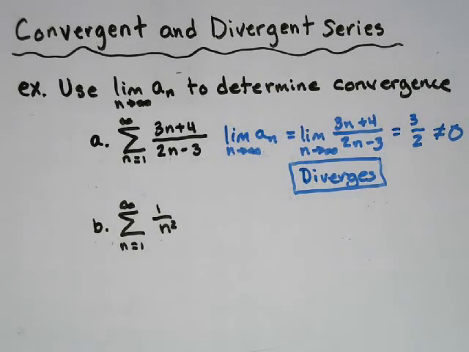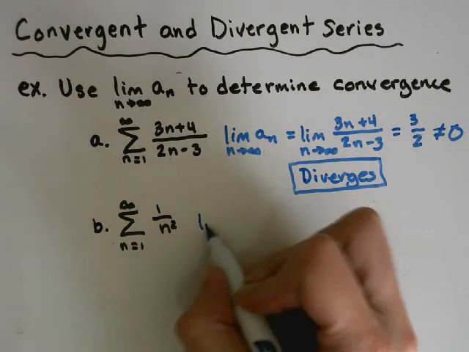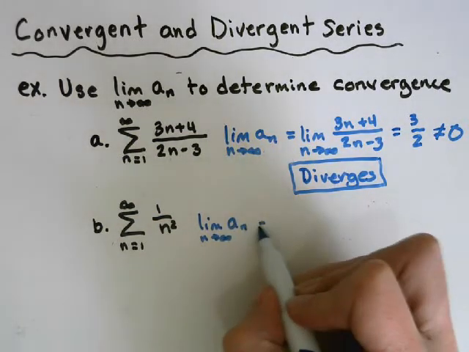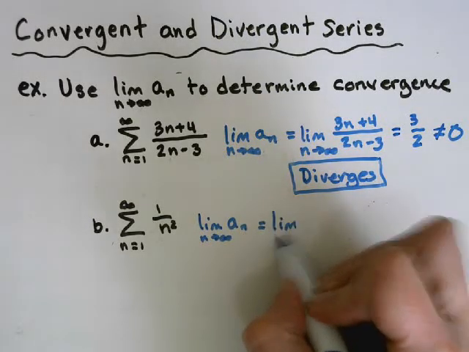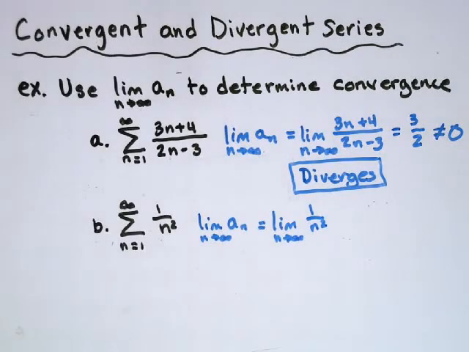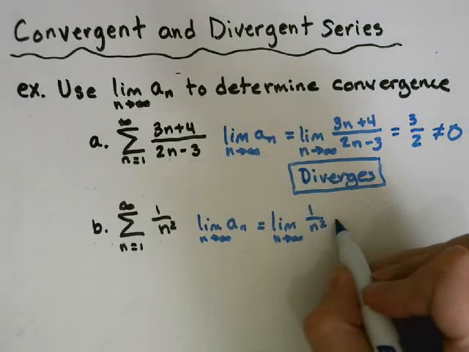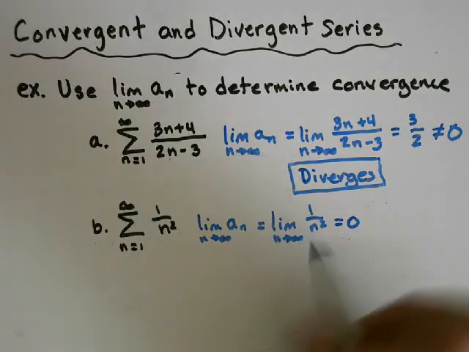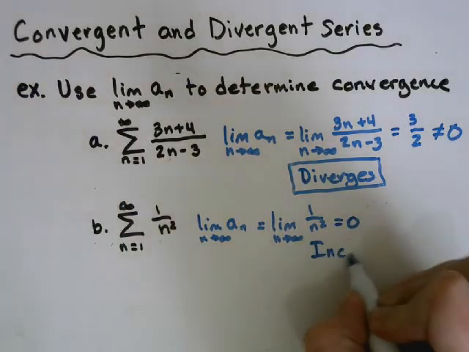Okay, so my next example is the sum from 1 to infinity of 1 over n squared. So we are investigating the limit as n goes to infinity of an, which for this one is the limit as n goes to infinity of 1 over n squared. Well, for this one, the degree is bigger on the bottom, so this limit is 0, which means it could converge, but we don't have enough information. This test will never say something converges. It's always divergent or inconclusive.